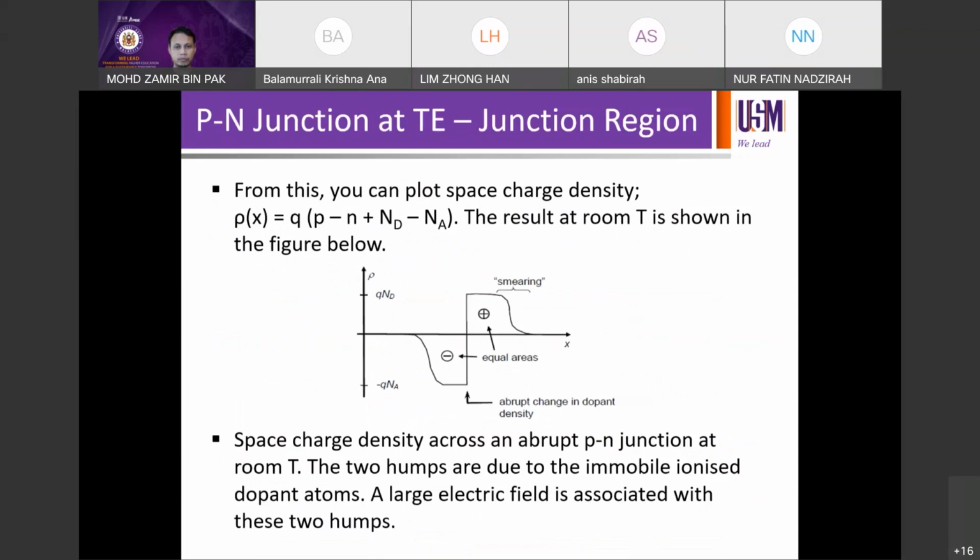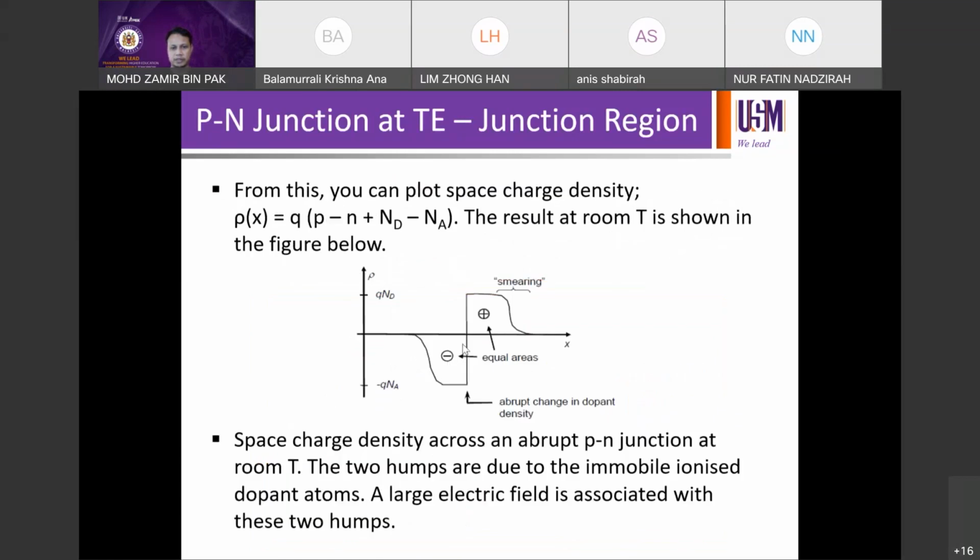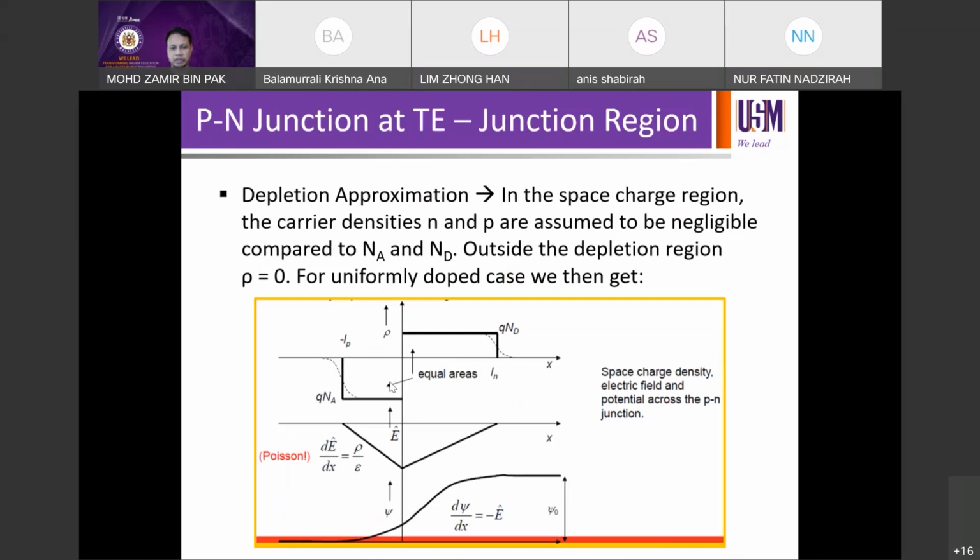But it approaches neutral condition as it goes away from the junction, right? So you can still represent this as this, just like what you saw on the previous page. Same thing, positive ion charges, negative ion charges. Therefore, positive ion charges, negative ion charges. Q ND on the right, Q NA on the left. And this is the Poisson equation to represent the electric field at the junction. And this is the barrier height of the junction.